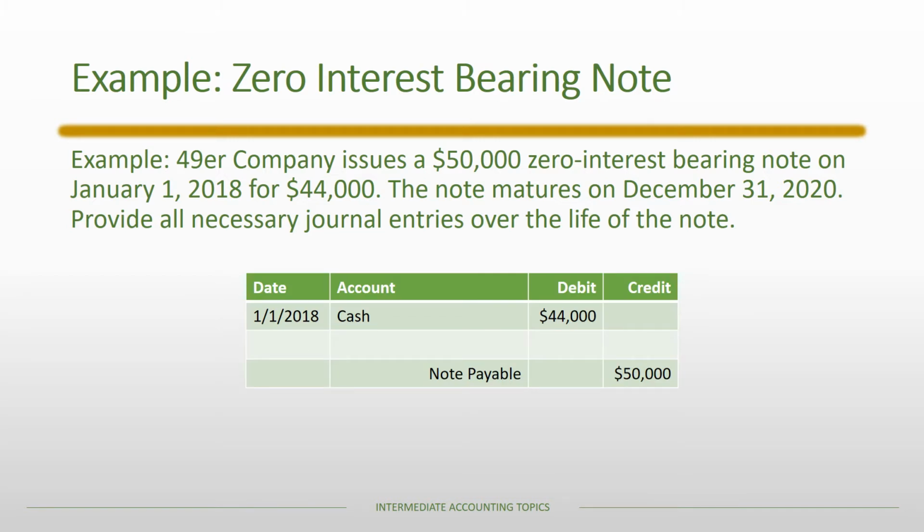First thing we're going to do is record the initial entry, which is, of course, we receive cash of $44,000, and the face value of the note payable is $50,000. The difference between the two is the discount on the note payable, and in this case, it's $6,000. So that $6,000 basically captures the interest expense that will eventually be recorded as part of this note. Now remember, there's no contractual interest, so we're not going to have any interest payable, but we will be recording interest expense throughout the 3-year life of this note.